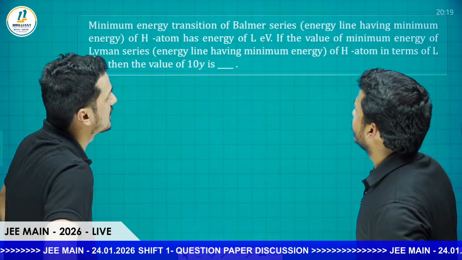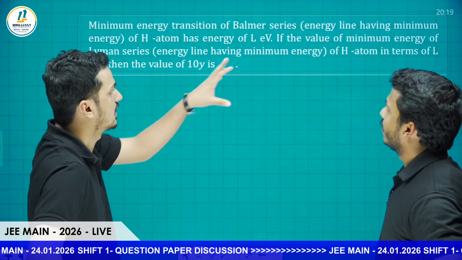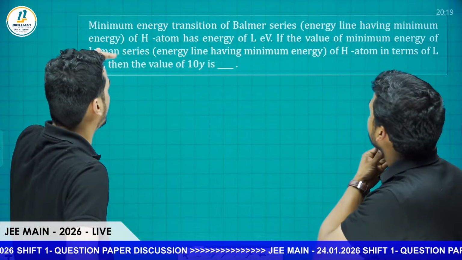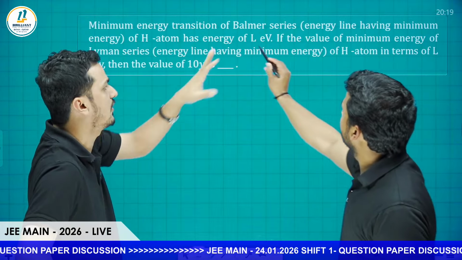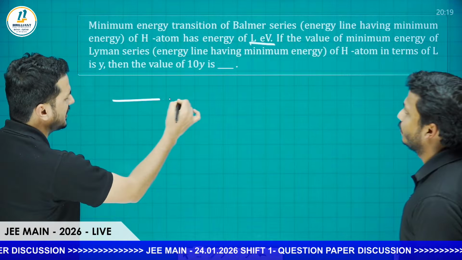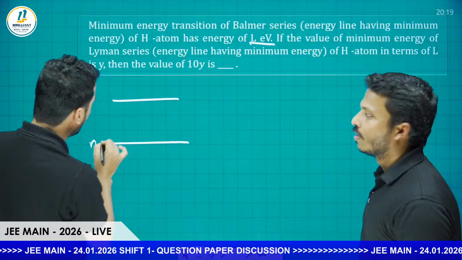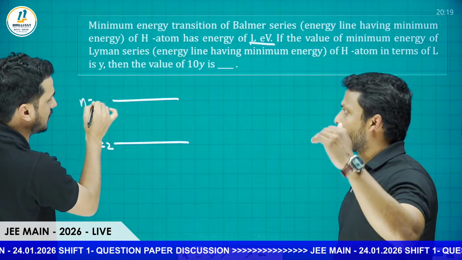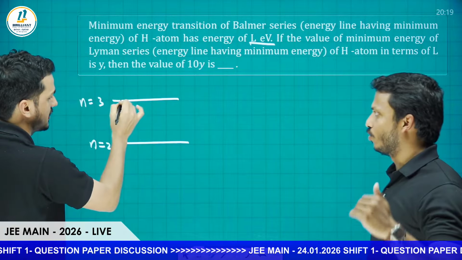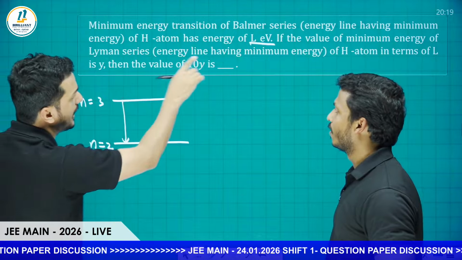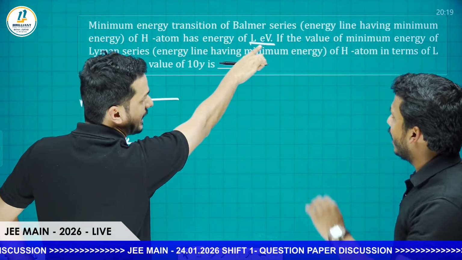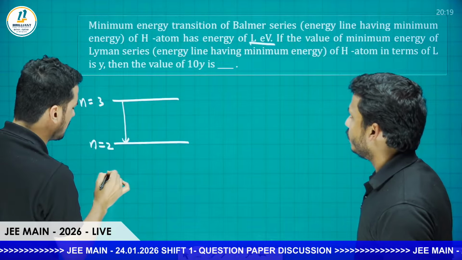Yeah, minimum energy transition of Balmer series. Okay, the minimum energy of the hydrogen atom has energy of L electron volt. So Balmer series means n equal to 2. Minimum energy, it should come from n equal to 3. Just the first transition, right? Yeah, 2 to 3 it should come. So that energy difference they have given as L electron volt.